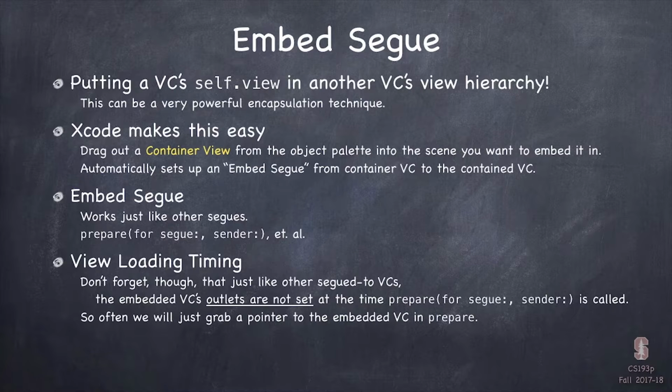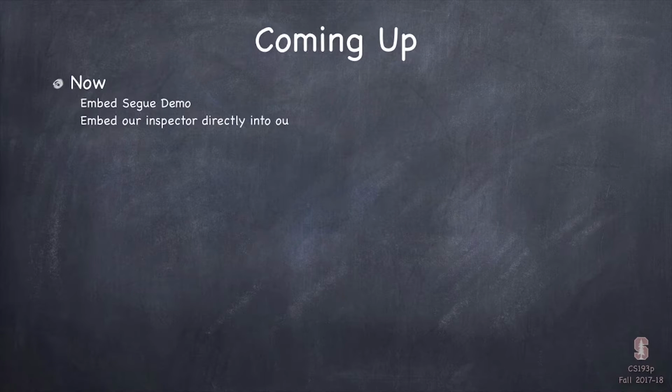So a lot of times when we segue to an embed segue, what we do in the prepare is we grab a hold of the embedded MVC. We grab a hold of that view controller so we can talk to it later, because we might need to update it or set something about its model or whatever as time goes on. So we actually usually have a var, and we grab onto it and we talk to it later. And that's what I'm going to do in our demo here.